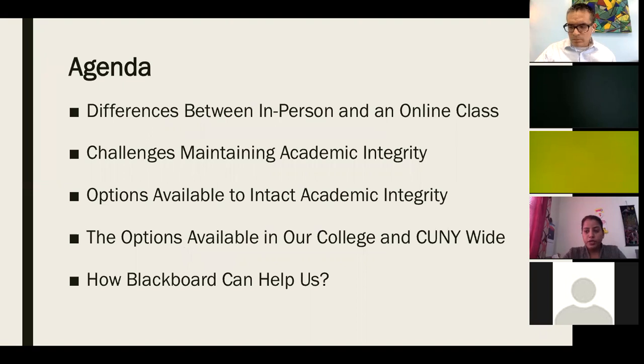So the agenda for today is: what is the difference between an in-person and an online class? Most of you already know that, and also learning during this process. Then the various challenges you will face maintaining academic integrity in an online class, and what we can do about it. Are there options available to control cheating and maintain honesty? And what are the options that our college and CUNY provide us? We are going to discuss those options, and then we will see how Blackboard can help us in those areas.